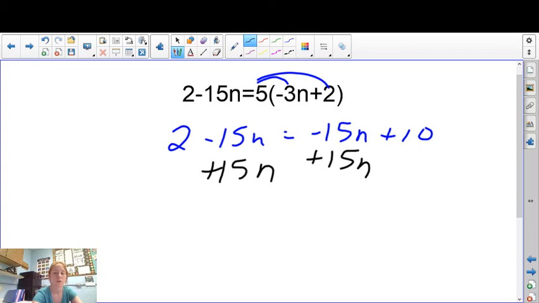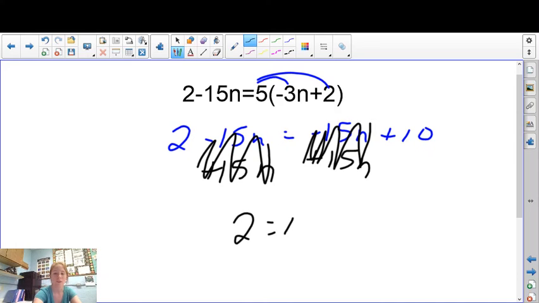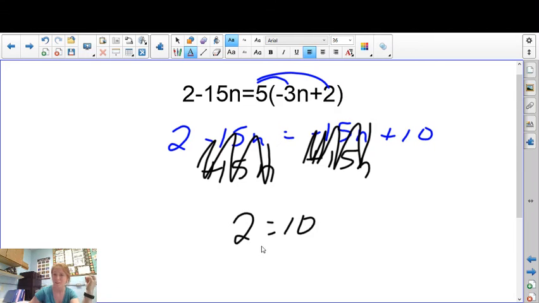Well, this one canceled out like I wanted it to, but negative 15 plus 15 more cancels out again. So I'm left with 2 is equal to 10. I mean, that'd be cool if I had $2 and it was the same as $10, but that wouldn't be fair if I had $10 and it's telling me I only have $2. That's not cool. So we have what's called an untrue statement.